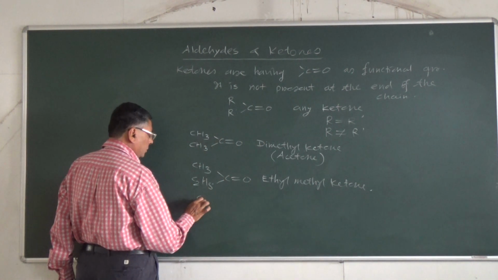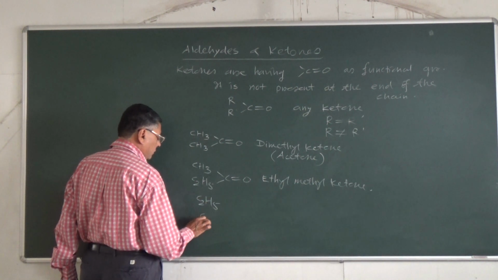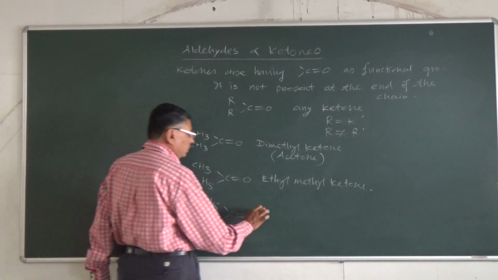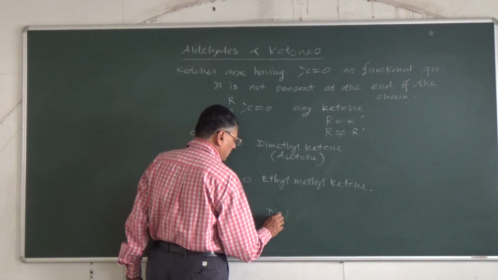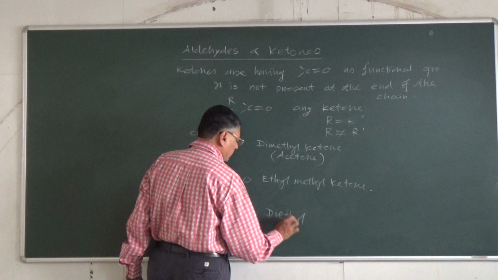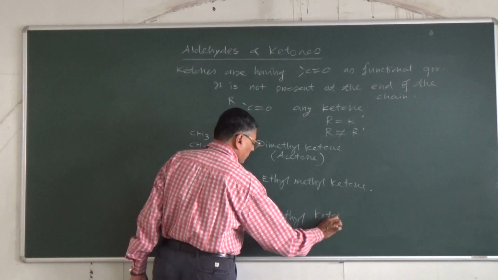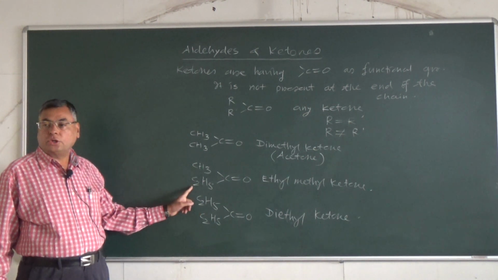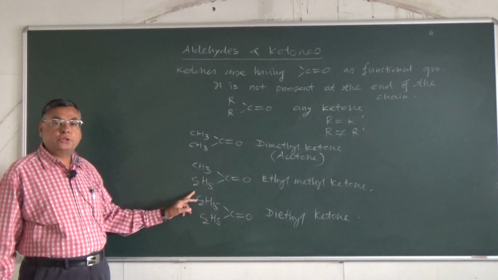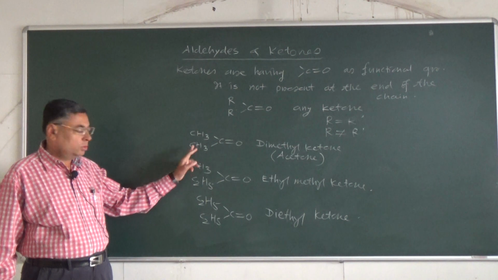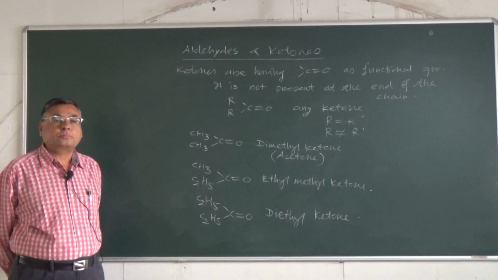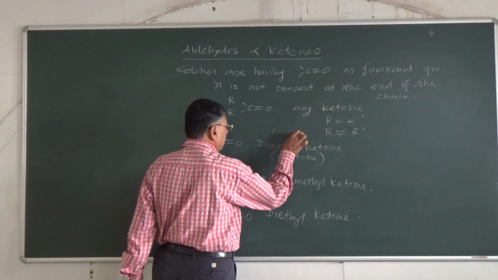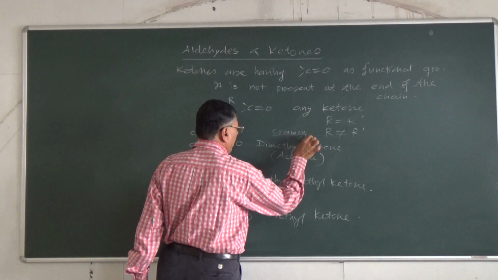If we take two ethyl groups, C2H5, attached to C double bond O. As there are two ethyl groups, this is diethyl ketone. So any alkyl group we can take. This is simple, and this is mixed ketone. If alkyl groups are same, simple ketone. If alkyl groups are different, mixed ketone. So common names are derived from the name of the alkyl group which is present.